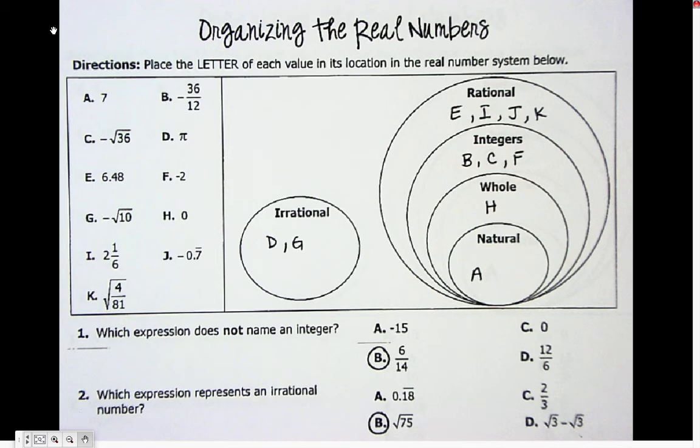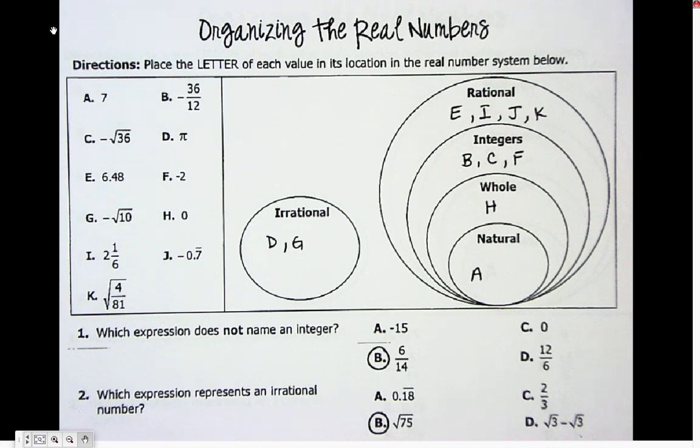And then for number 2, which expression represents an irrational number? Well, an irrational number has to either never end or never repeat. So the first one, 0.18 with a line over the top of it, that line over the top is telling you that it's repeating. So that would be 0.18, 18, 18, 18, on and on forever. So that one repeats, so that would be a rational number. 2/3 in decimal form is 0.6 repeating, so that repeats. If we look at letter D, the square root of 3 minus the square root of 3, that's going to be 0. That's a rational number.